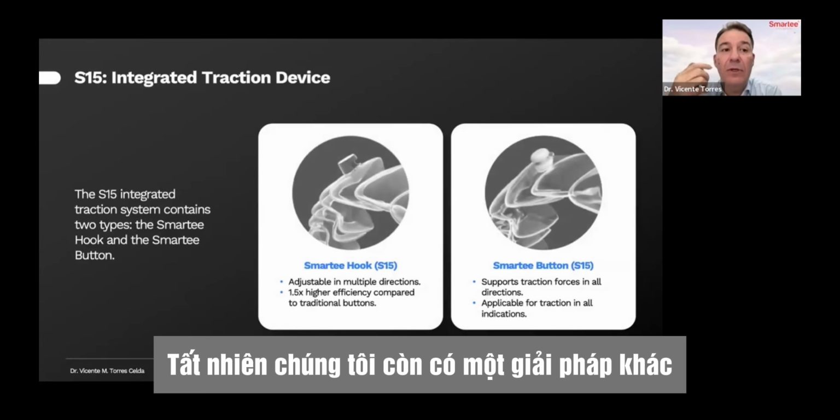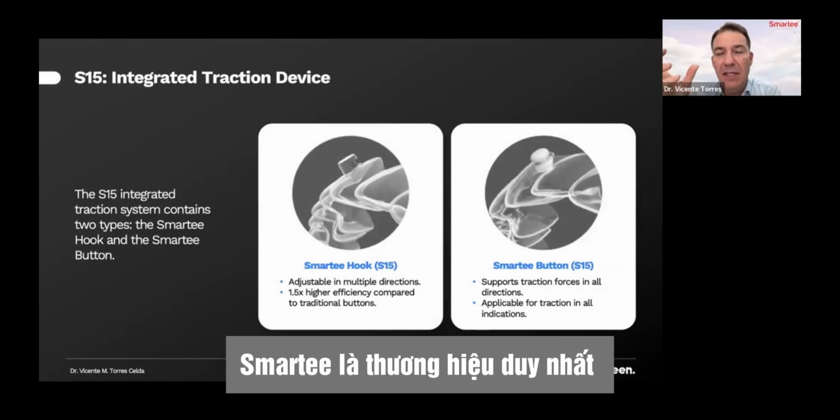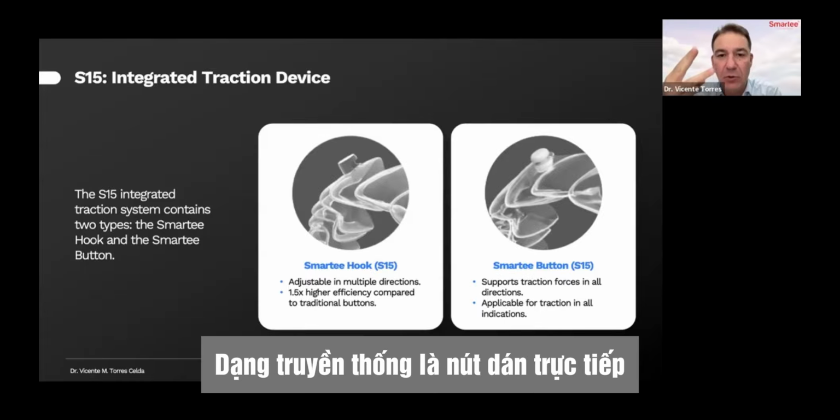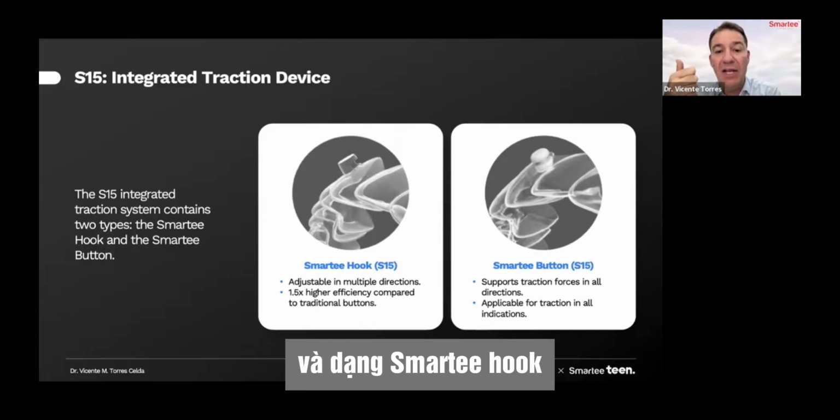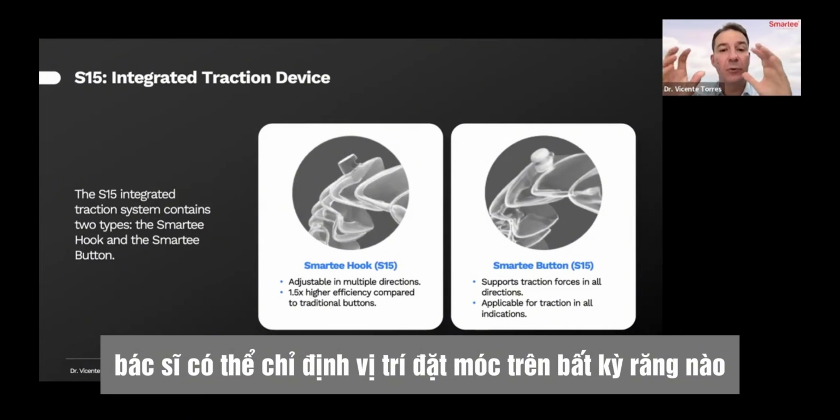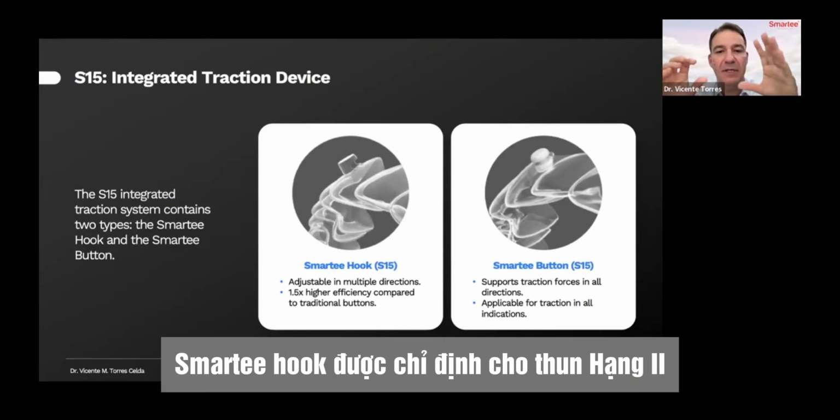Of course, we have another solution. I think Smartee is the only brand that has 3 different kinds of traction devices. We have the traditional one, the bonded button, and we have the Smartee hook. The Smartee hook is integrated in the aligner. It is normally on the buccal surface of the teeth. You can choose on which teeth you want to put this Smartee hook.